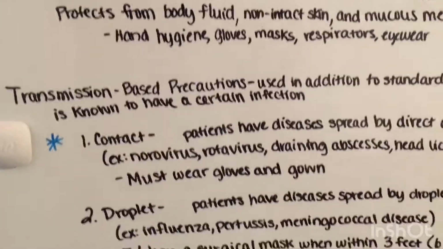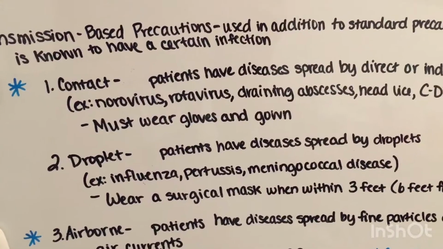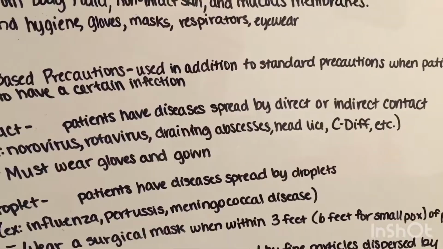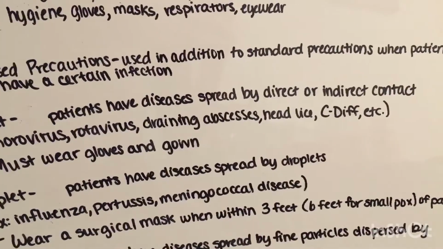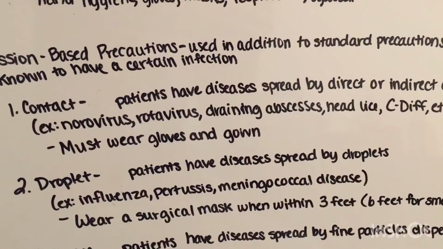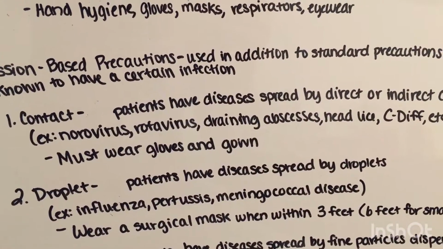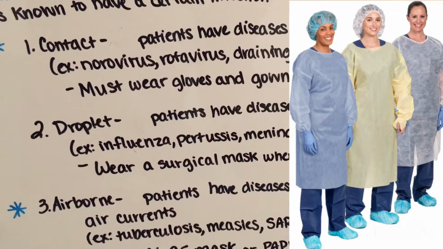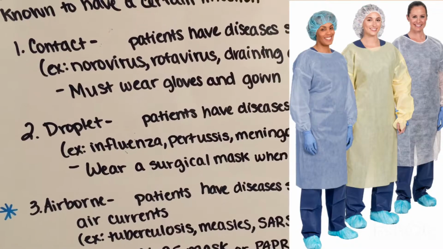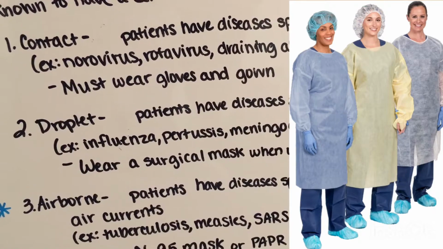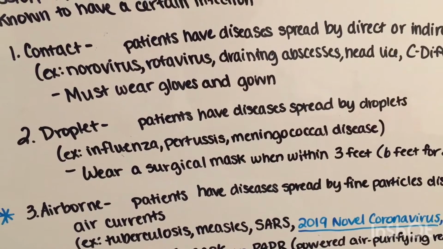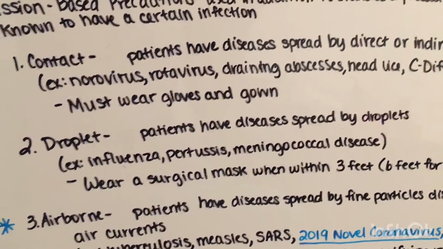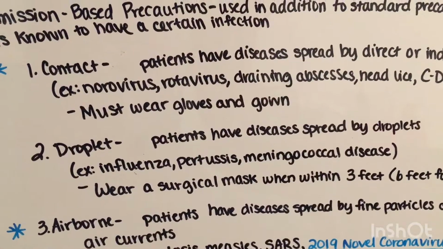And there are 3 types. There are contact, which is when the patient is known to have a disease that is spread by direct or indirect contact. For example, the norovirus, the rotavirus, draining abscesses, head lice, C. diff, etc. And this is where you make sure you wear gloves and a gown. And sometimes if you know that you need to touch something dirty and then touch something clean, you have to wear extra gloves, like maybe 3 pairs of gloves.